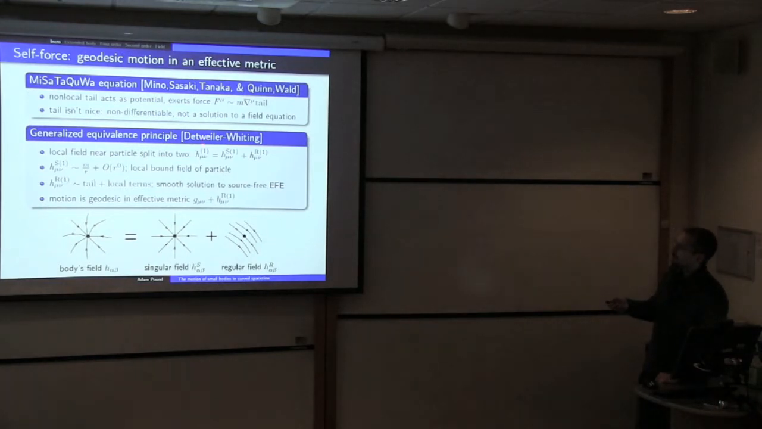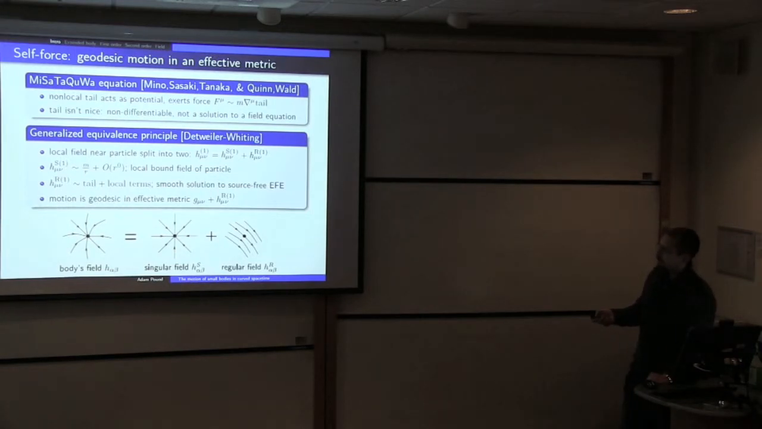So in 2003, there was a better interpretation proposed for this MiSaTaQuWa equation by Detweiler and Whiting. Rather than splitting into a direct piece and a tail piece, they split the linearized perturbation into what they call a singular field and a regular field. The singular field behaves as m over r, where r is distance from the particle, plus corrections, and it can be interpreted as the local bound Coulomb field of the particle that moves along with the particle. Then the regular field is that tail I talked about plus some local terms, and the combination of this is actually a smooth solution to the vacuum Einstein equation. So it can really be thought of more accurately as an ambient vacuum field around the particle, whereas the tail you can't quite interpret that way. And what they found is that this MiSaTaQuWa equation is actually completely equivalent to the motion being geodesic in an effective metric, which is the background plus this regular field.